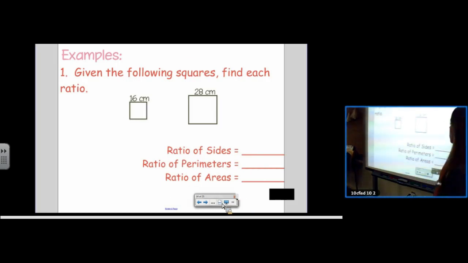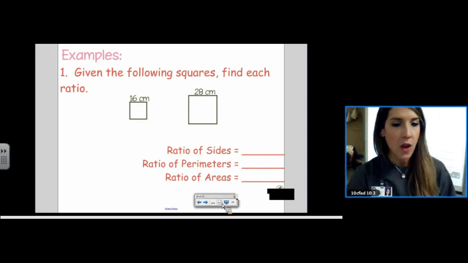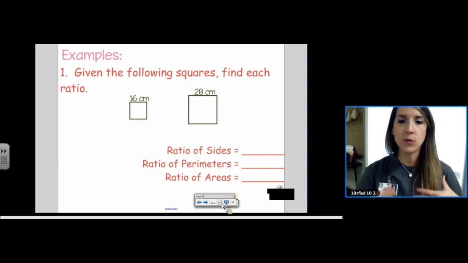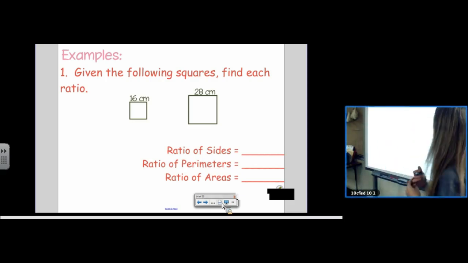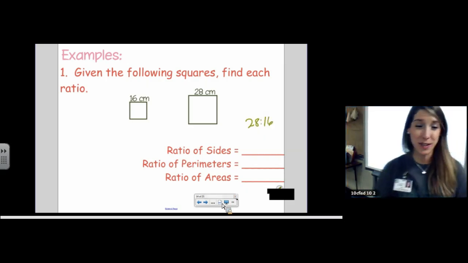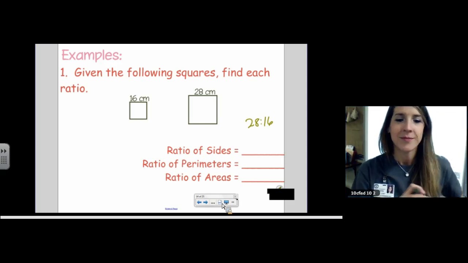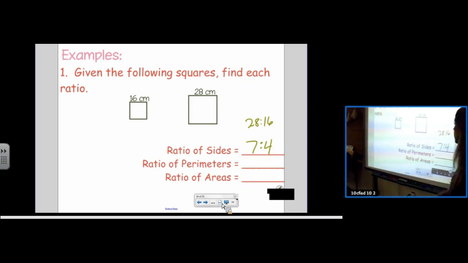Find the ratio of the sides. When it does ask you for a ratio, I don't care which one's first and second if the problem doesn't specify. So it says ratio of the sides. You can do 28 to 16 or you can do 16 to 28. Doesn't matter. What does matter is that you reduce. Do not leave a ratio unreduced ever. So the reduction of that is, thank you, Toby, 7 to 4. So the ratio of the sides is 7 to 4.